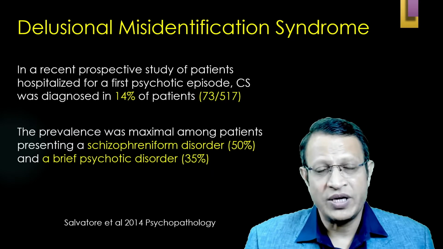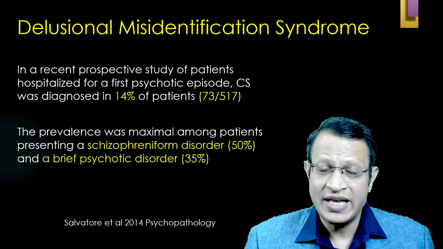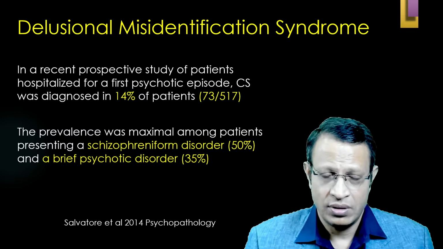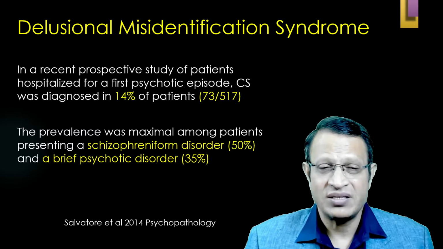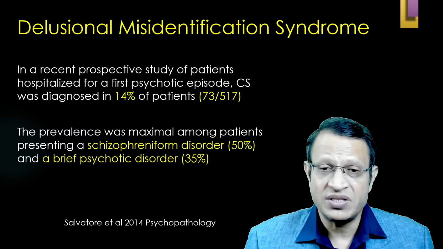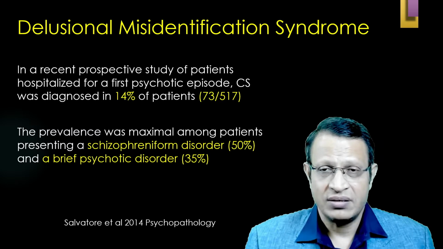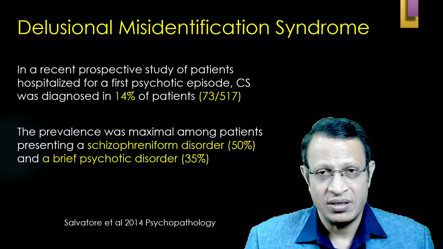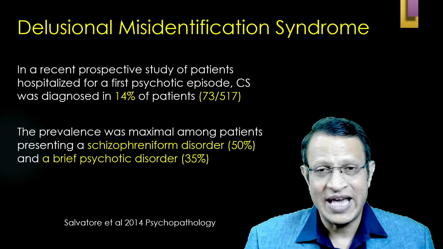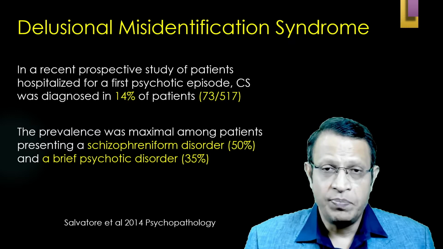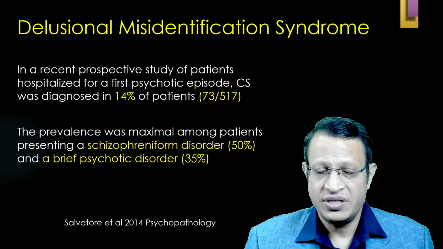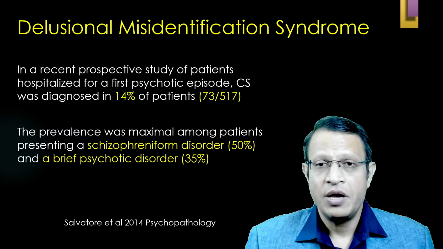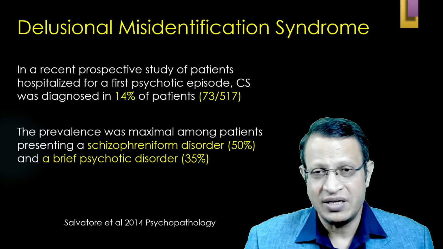In a recent prospective study of patients hospitalized for first psychotic episode, the delusional misidentification, that is Capgras syndrome, was diagnosed in 14%, my dear friends. That is, out of 517 patients, 73 reported Capgras syndrome. The prevalence was maximal in schizophreniform patients, that is 50%, and in brief psychotic disorder patients, 35% reported having delusional misidentification syndrome.